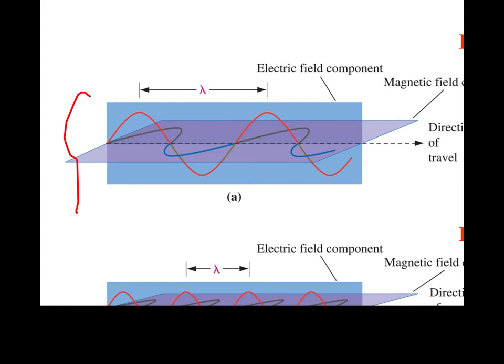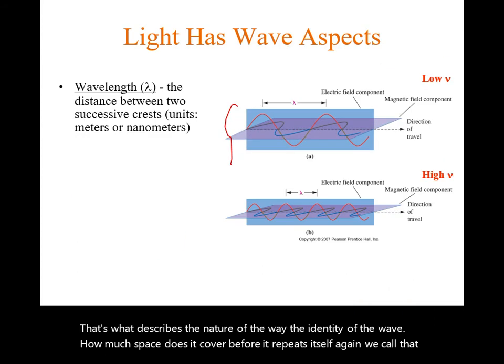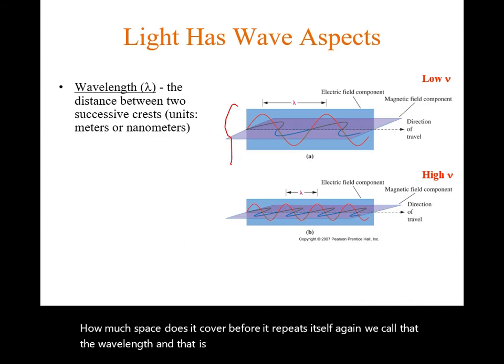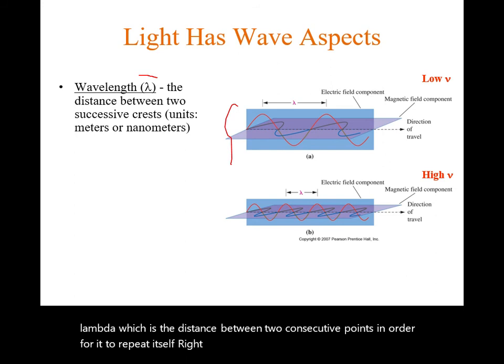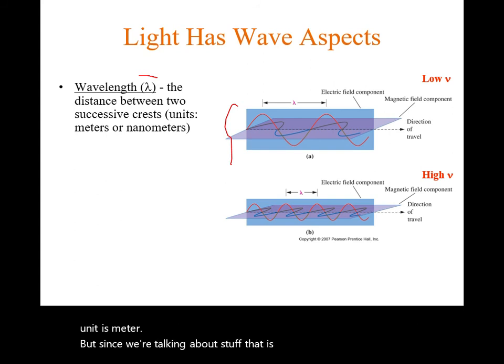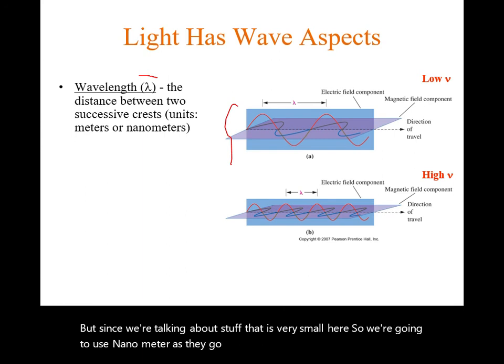How much space does it cover before it repeats itself again? We call that the wavelength. And that is given that Greek letter lambda, okay? So it's given lambda, which is the distance between two consecutive points in order for it to repeat itself, right? And since it's a measure of length, then the SI unit is meter. But since we're talking about stuff that is very small here, we're going to use nanometer as the go-to unit.